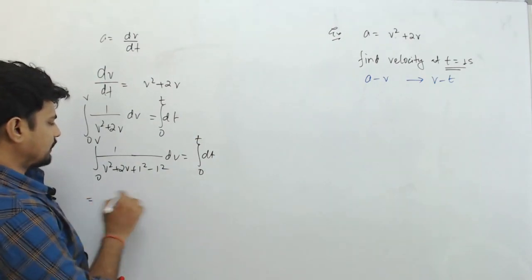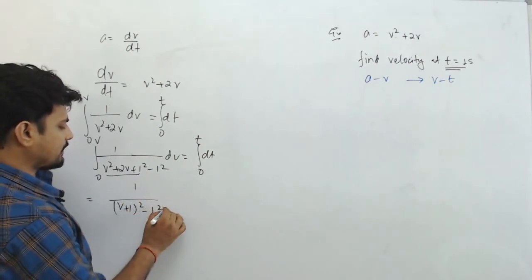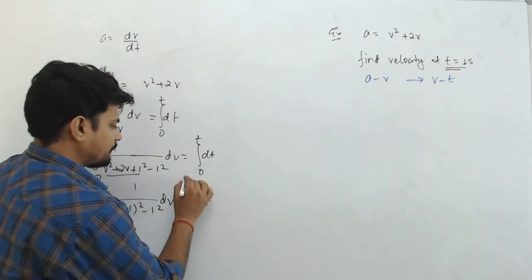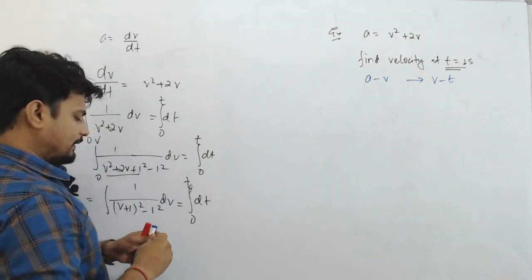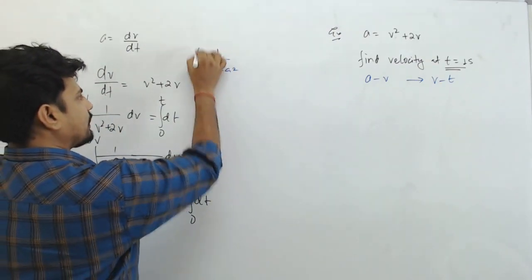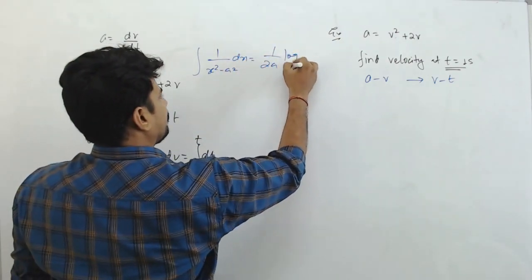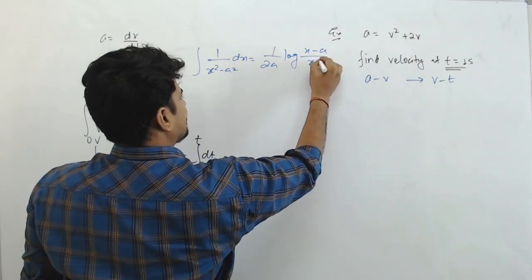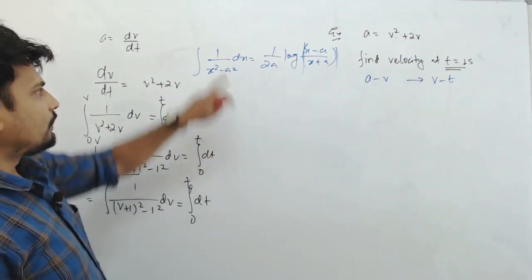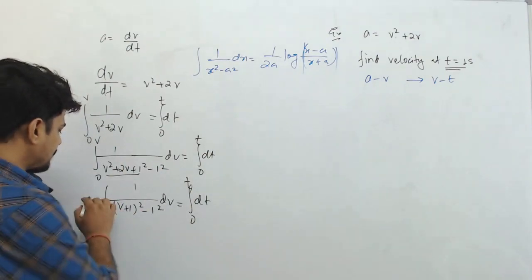So this is going to be how much? This should be 1 upon this entire thing would be (v plus 1) whole square minus 1 whole square. Just to add to your knowledge, for your info, if you remember in integration we have this format, the integration of 1 upon x square minus a square dx should be how much? 1 upon 2 times of a, log of (x minus a) upon (x plus a). That is the format, and apply the modulus like this. This is the format of the integration of this form. Well, let's not go into that, that is not our subject.